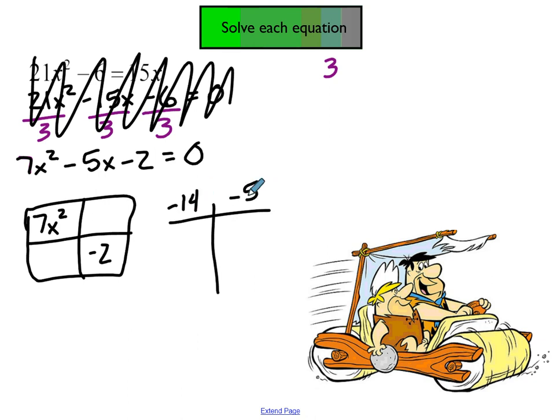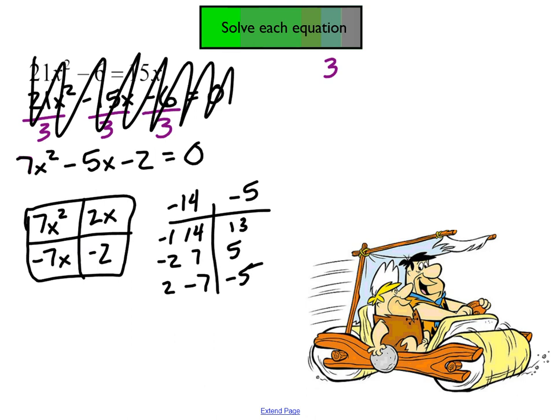So I start with negative 1 and 14. That's going to be 13. That's not what I want. Negative 2 and 7, that's 5. I need the opposite of that, so it's going to be 2 and negative 7, which is going to give me that negative 5 that I need. So I get 2x and negative 7x.